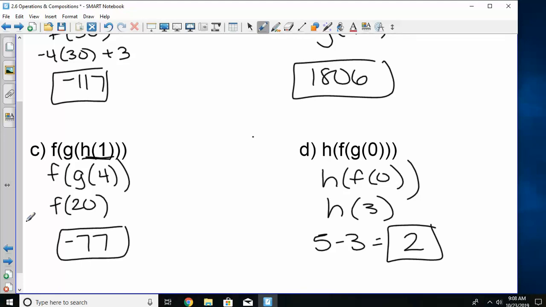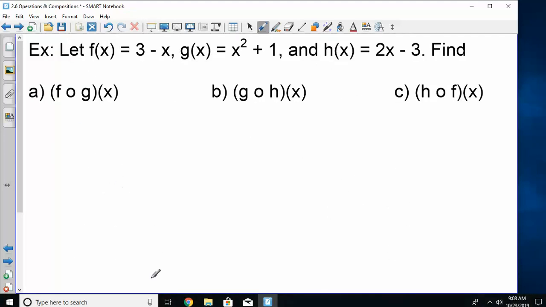So let's talk about if I don't give you an actual number to plug in. If I ask you to leave it in terms of x. So I've defined 3 functions up here. f is 3 minus x, g is x squared plus 1, and h is 2x minus 3. So for part A, f composed with g. That means f of g of x.